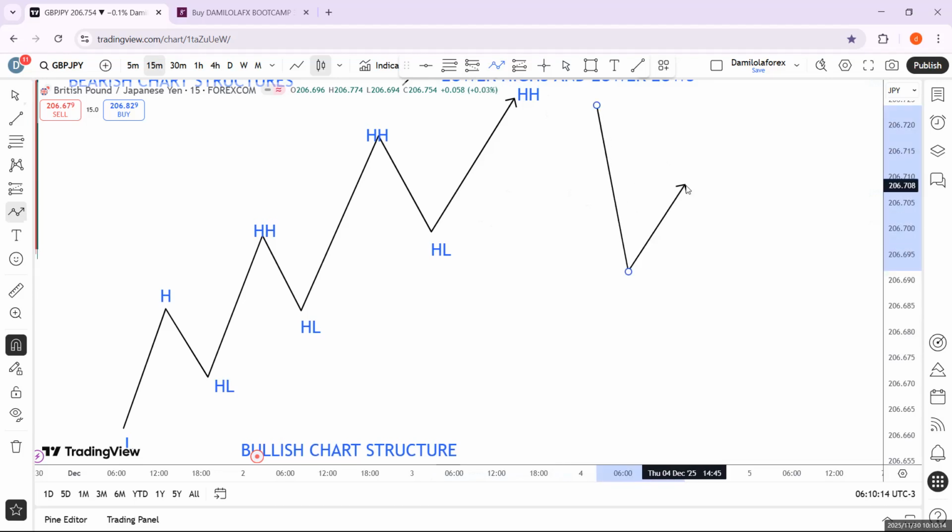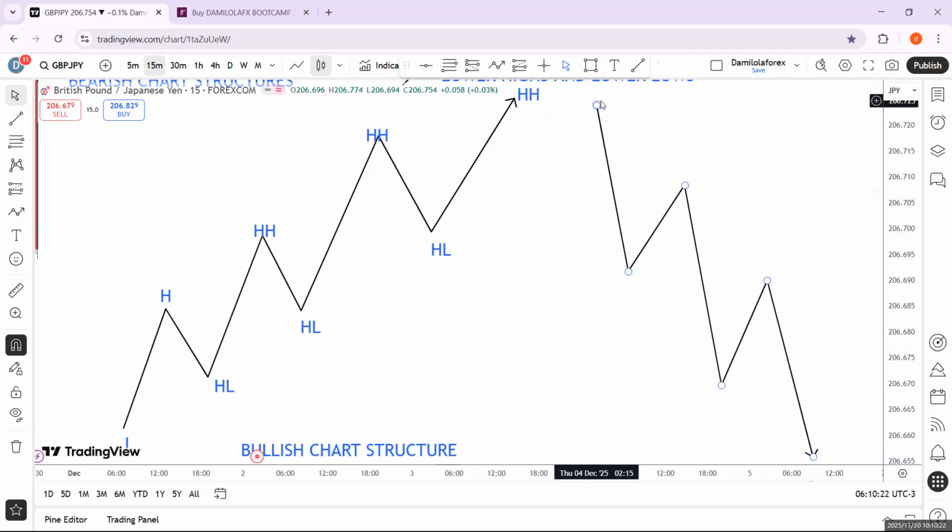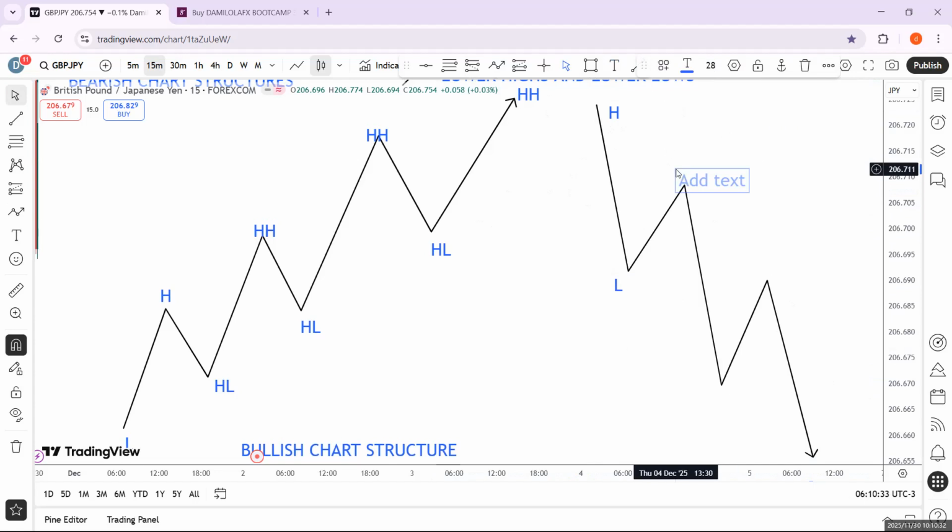So this is push, exhaustion, push, exhaustion, push, all in clear structures this time around of lower highs and lower lows. For example, this right here can be regarded as a high. Then this right here can be regarded as a low. Then this right here can be regarded as a lower high. This right here can be regarded as a lower low. This right here can be regarded as another lower high again.